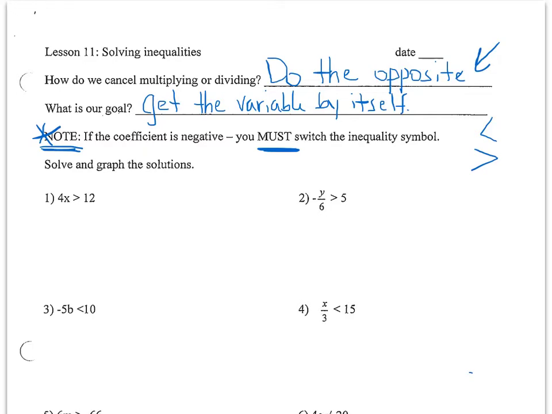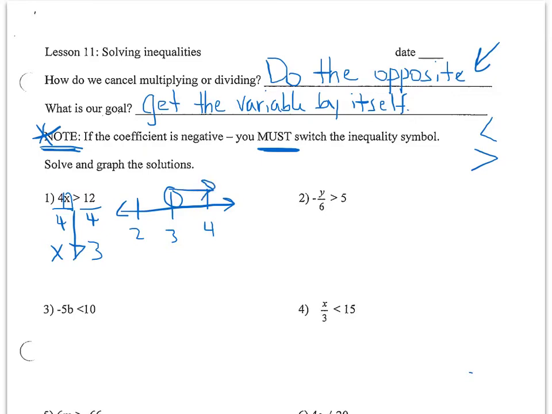So for question number 1, we're going to do the opposite. So we're going to divide by 4 on both sides because that says 4 times x. X is greater than 3. We use the same little piece of the number line we need. It's an open circle because it's not equal to it, and it goes to the right.